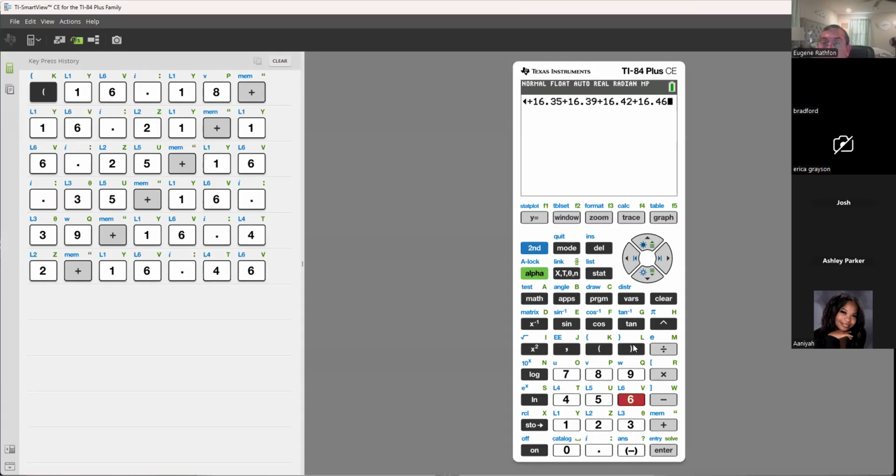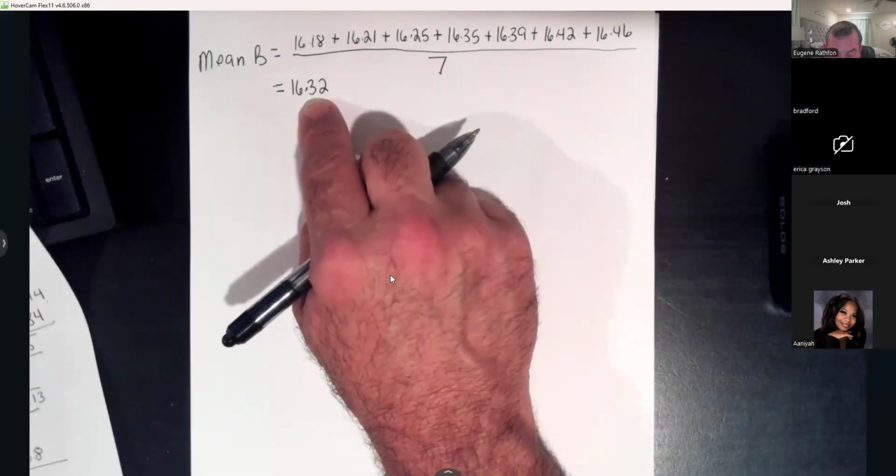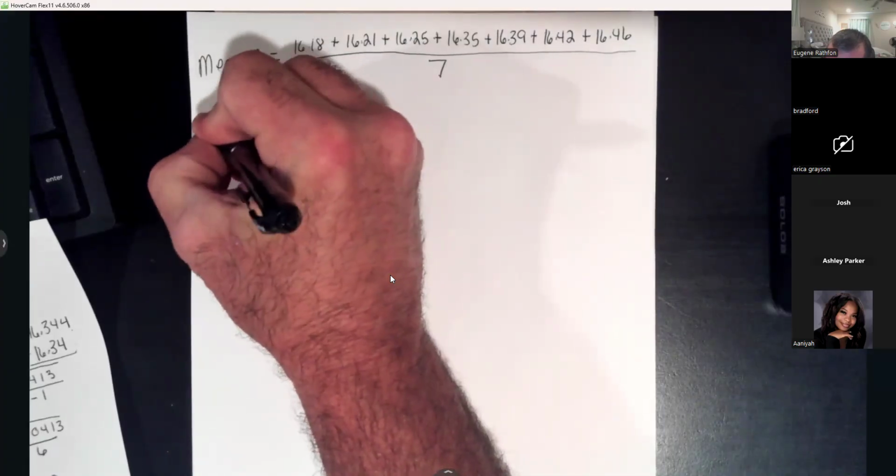So it's all my data points. I'm going to close the parentheses and then divide by 7, since that was how many data points we had. So when we hit enter, and remember, we're rounding to 2 decimal places, that's going to be 16.32. And I'm going to keep that a 2 because it's got a 2 after it, so we don't round that one up. Alrighty, so we now have our mean of 16.32.